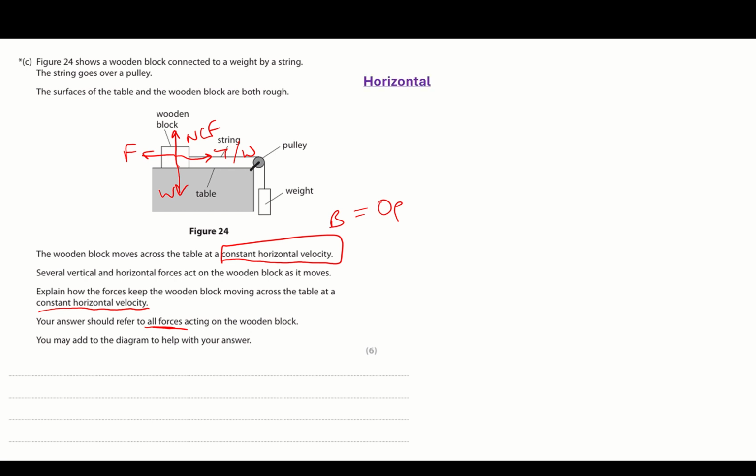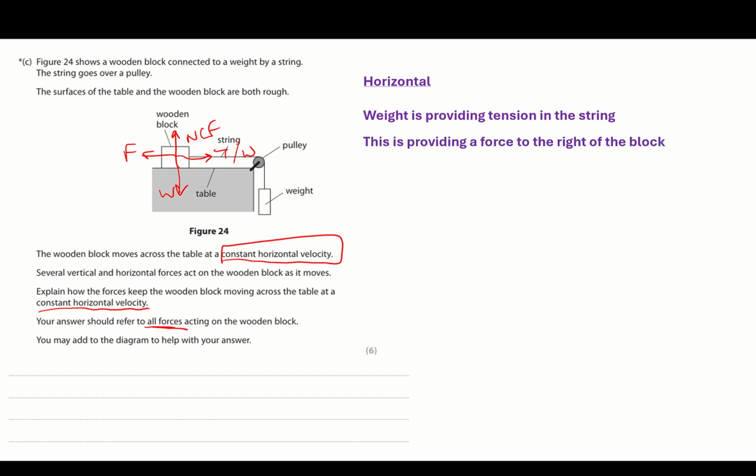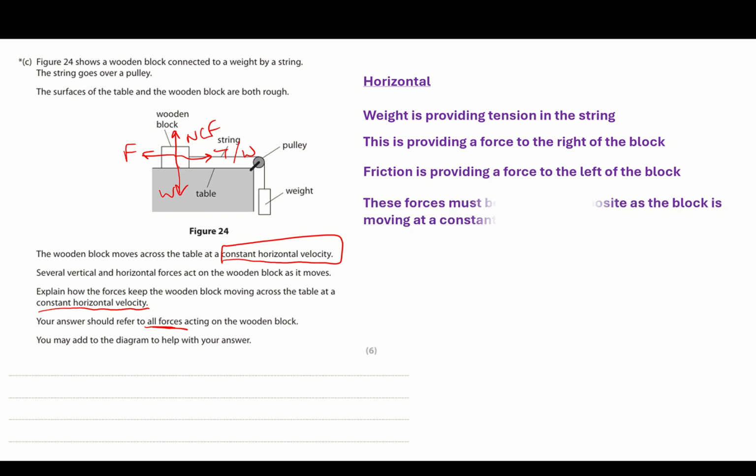So we're now just going to break down the vertical forces, then we're going to talk about the horizontal forces, and that's it done. So the horizontal forces, I'll just get rid of this because that's going to get a bit messy. So weight is providing tension in the string, or I could say the weight is providing a force to the right on the wooden block. So this is providing a force to the right on the block. Friction is providing a force to the left of the block. Now we've talked about those. Now we've got to say these forces must be equal and opposite as the block is moving at a constant velocity. Or these forces are balanced because it's moving at a constant velocity is what that's saying.